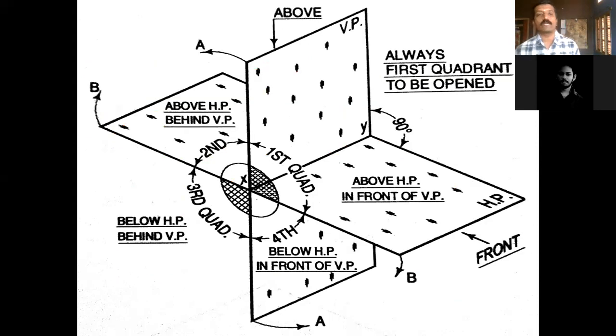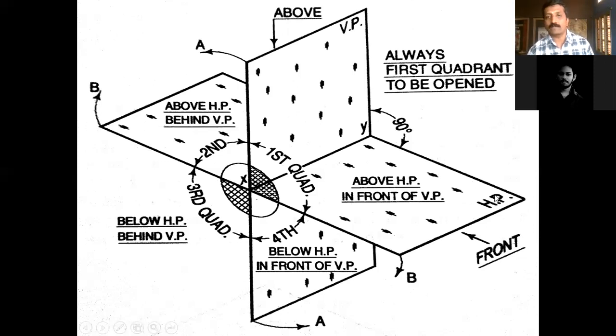This is one example which I have taken. If I bisect your HP and VP, I will get four quadrants like this. So this is the first quadrant, second quadrant, third quadrant, and fourth quadrant. Always the observer stands near the first quadrant only. For the second quadrant, the observer won't go here and he cannot see the object.